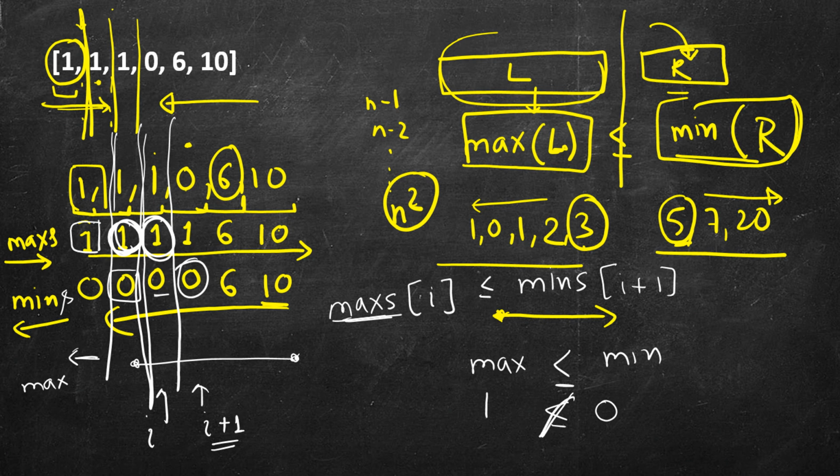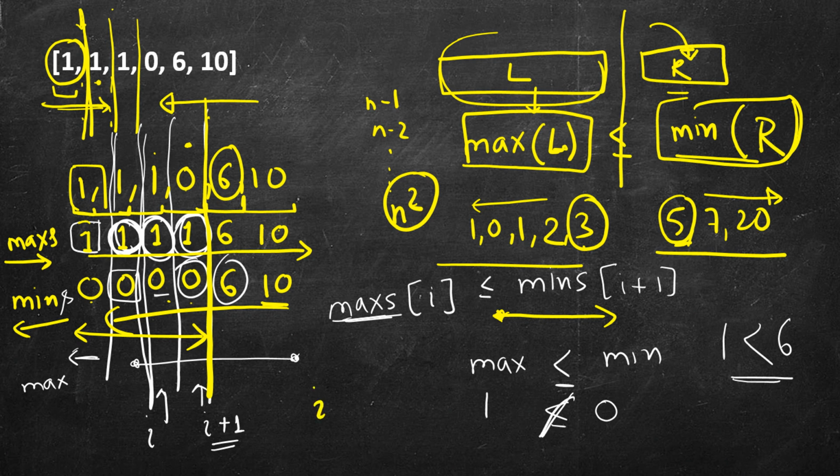Again not satisfied, we try a new partition. Now it's 1 and 6. Now 1 is less than 6. So this is now valid. So we stop here. This is our final partition. Now we have to just return the length of this. So what is the I here where it was satisfied? 0, 1, 2, 3. So we will return I plus 1 because index starts from 0 and we are including till I. So I plus 1.